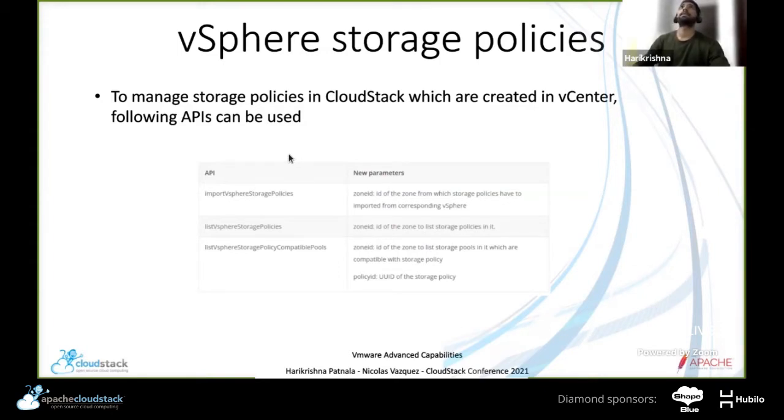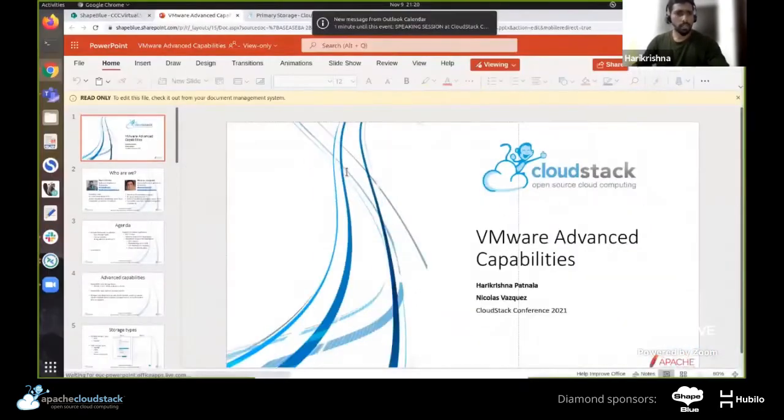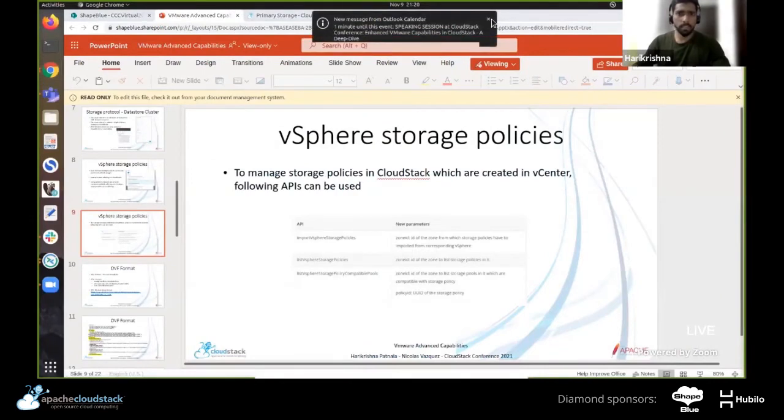Another thing is we don't have to actually import them manually. When a vSphere data center is added in CloudStack, at the very first time it will auto import the existing storage policies. Later on, if there are any changes on the storage policies at vSphere, if we use this API, import vSphere storage policies, they will be auto imported into CloudStack. So that's all about the storage capabilities.